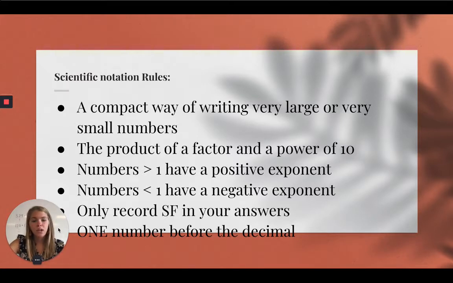Numbers that are greater than 1 have a positive exponent, and numbers that are less than 1 have a negative exponent. You only record sig figs in your answer, and there's only one number before the decimal. So these are all super important things to pay attention to when writing in scientific notation. You do have a spot in your notes to write down these rules, so take a moment and write these down so you have them for yourself.